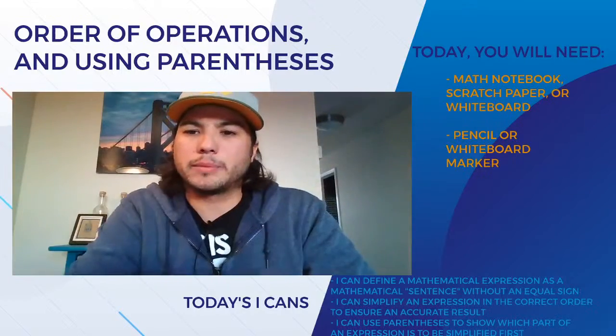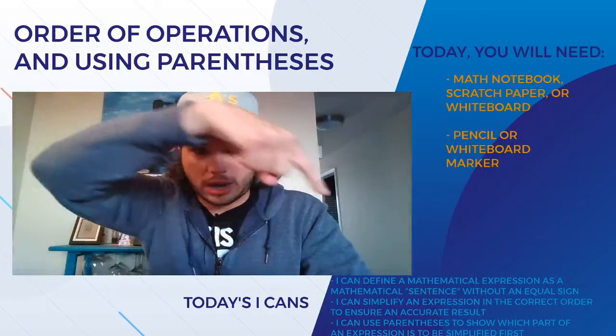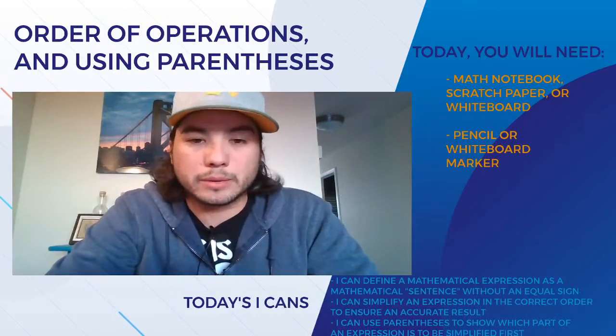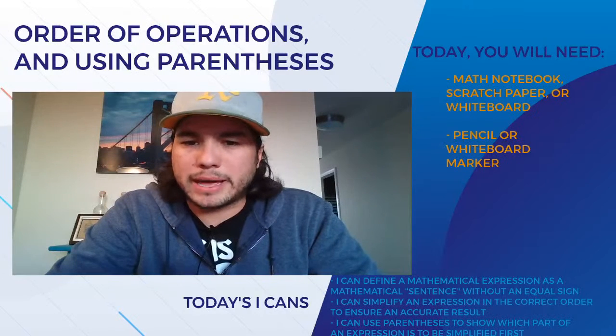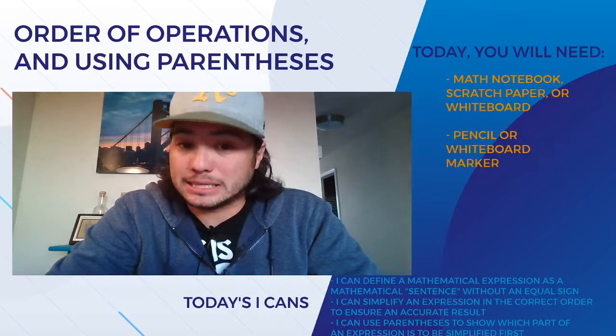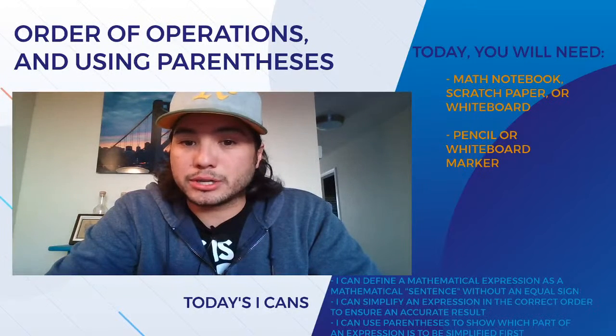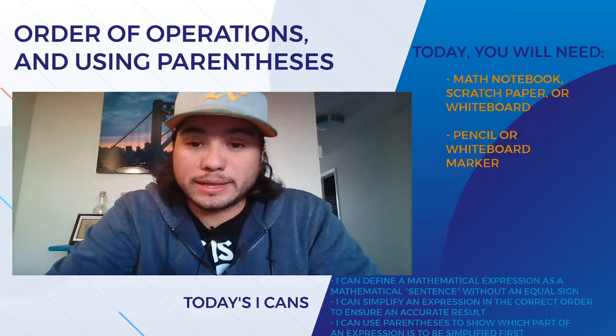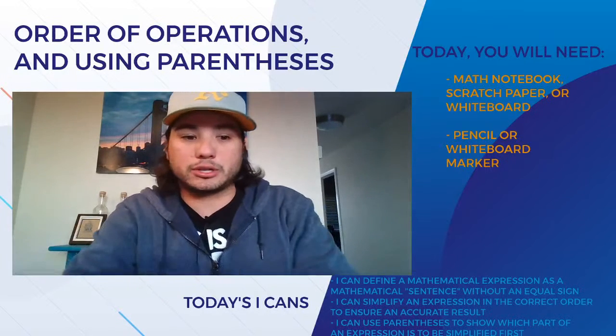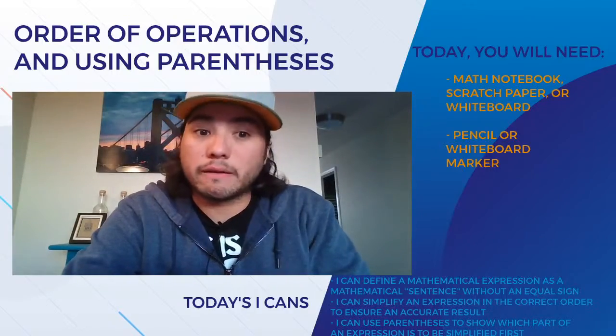Here's what you're going to need: something to write on, something to write with. Here are our I cans down here. I'm going to read them out. I can define a mathematical expression as a mathematical sentence without an equal sign. I can simplify an expression in the correct order to ensure an accurate result. I can use parentheses to show which part of an expression is to be simplified first.